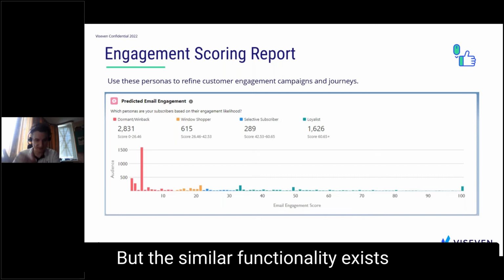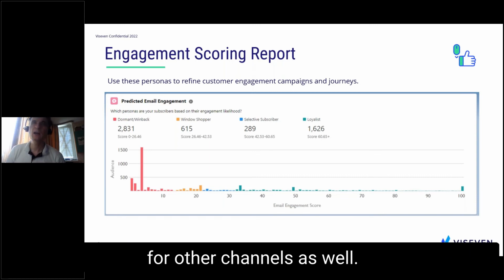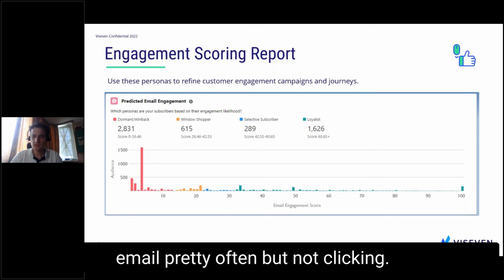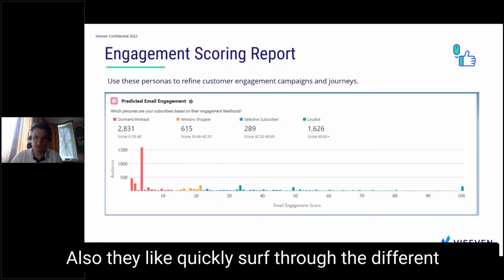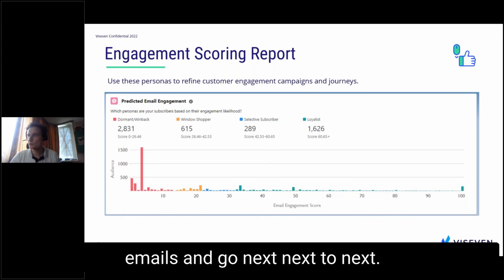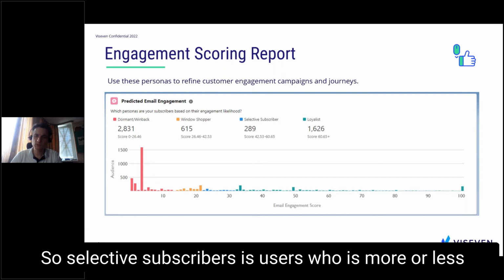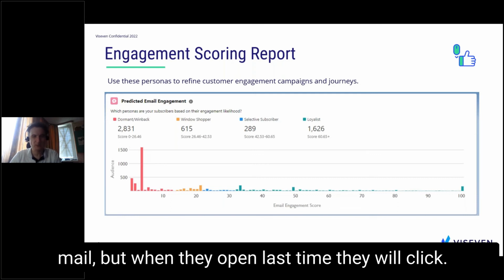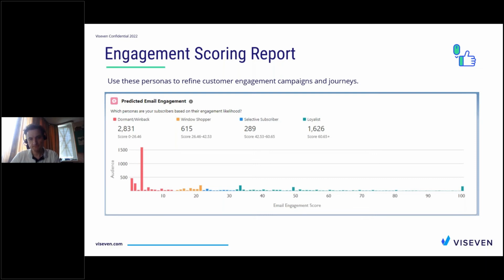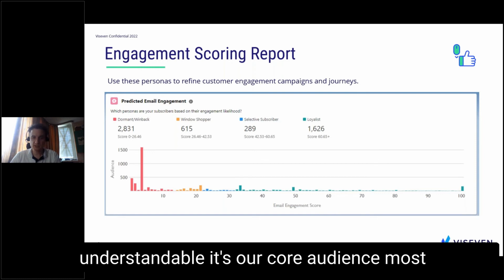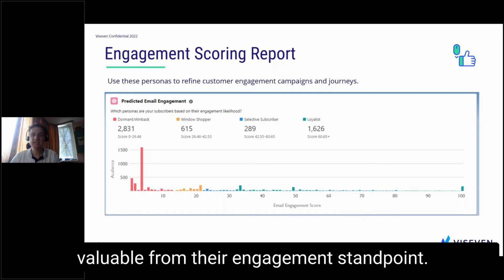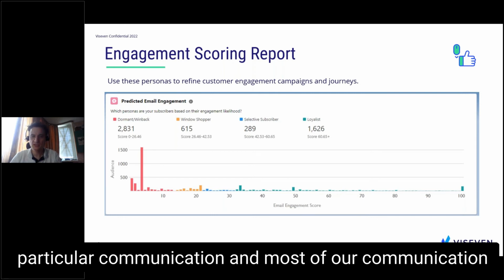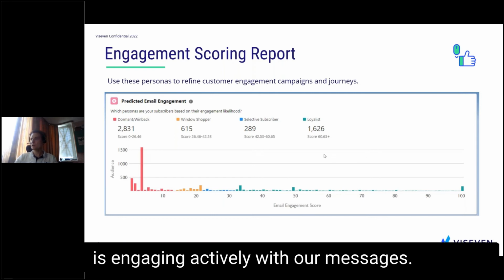Currently we're talking about emails, but similar functionality exists for other channels as well. So window shoppers open emails pretty often, but do not click. We also call them surfers. They quickly surf through the different emails and go next. Selective subscribers are users who do not open emails so often, but when they open, most of the time they will click. And the loyalists, I think it's understandable. It's our core audience, most valuable from the engagement standpoint. These are users who engage actively with most of our messages.